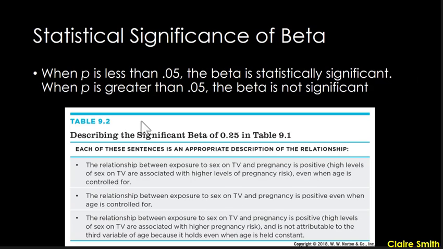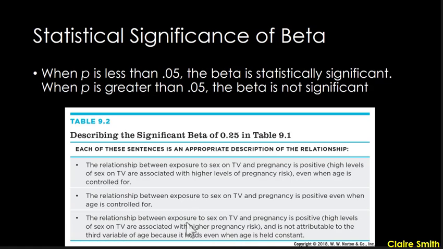And if we have significant betas, we can describe it in multiple ways. These are just some example sentences. So the relationship between exposure to sex on TV and pregnancy is positive, even when age is controlled for. What this says, I skipped that. But yeah.